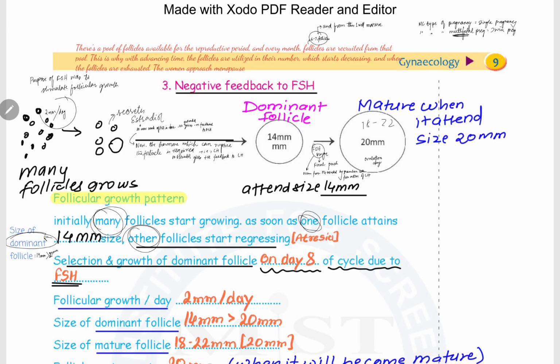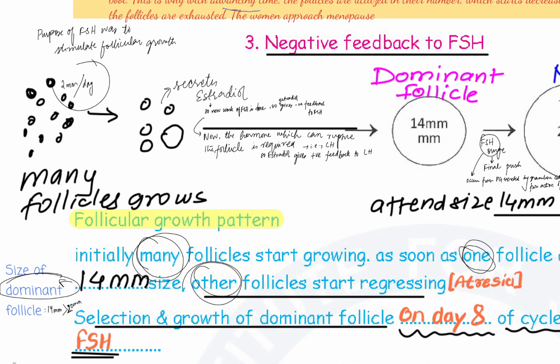Now, there is a pool of follicles available for the reproductive period, and every month follicles are recruited from that pool. This is why, with advancing time, the number of follicles starts decreasing, and when the follicles are exhausted, the woman approaches menopause. Every month 6 to 7 follicles are recruited, and among those one will mature. So many follicles grow and secrete estradiol.